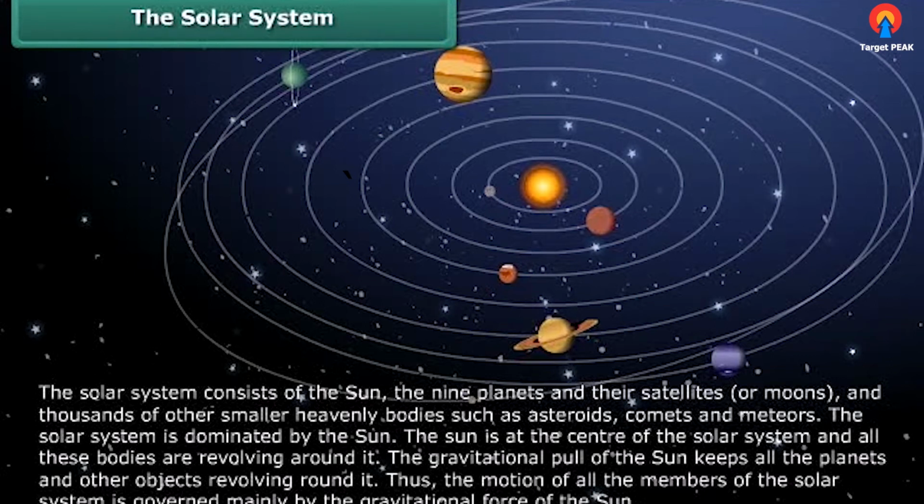The gravitational pull of the Sun keeps all the planets and other objects revolving around it. Thus, the motion of all the members of the Solar System is governed mainly by the gravitational force of the Sun.